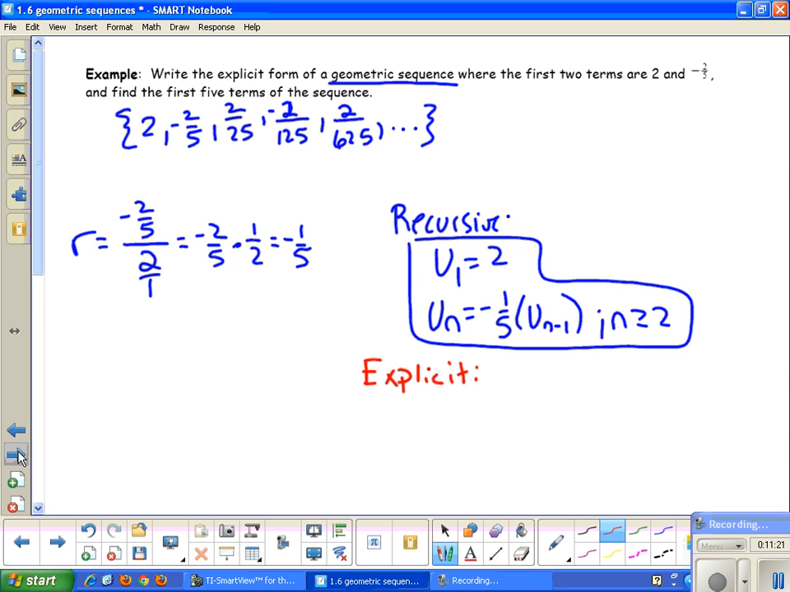So the explicit form would be: the formula for the nth term is equal to my first term, which is 2, times my common ratio to the n minus 1 for values of n greater than or equal to 1.